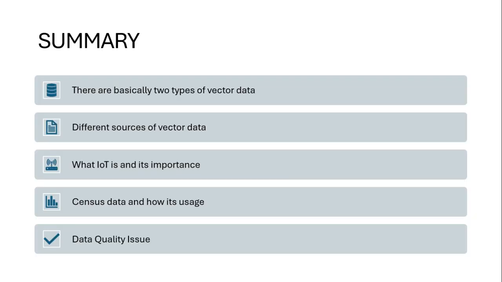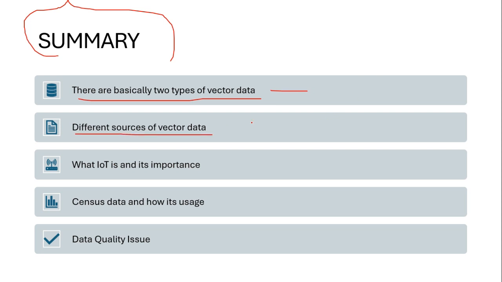So this was all about vector data sets. Now we'll talk about the summary of what we have learned from this lecture. There are basically two types of vector data, primary and secondary. We learned about the different sources of vector data, different websites from where we can get vector data sets. We learned about the IoT, Internet of Things, and its importance. We learned about the census data and how we can use those data sets.